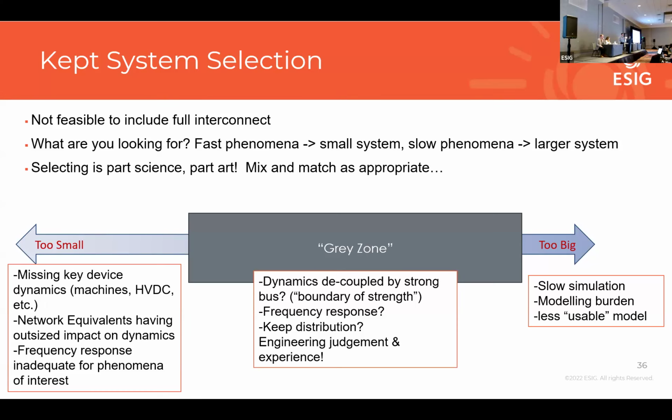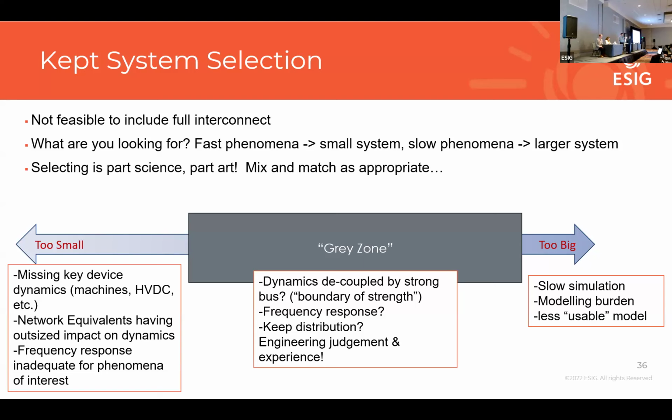So if we put those network equivalents too close to our study area, they are basically having a big impact on the performance of the kept system, which is what we want to avoid. So I always want to try and push the network equivalents far enough away that they're going to have minimal impact on the outcome of the study that we're considering inside of our kept system. And of course, that idea is tightly coupled with the frequency response of our kept system, which I'll go over in the next slide as well.